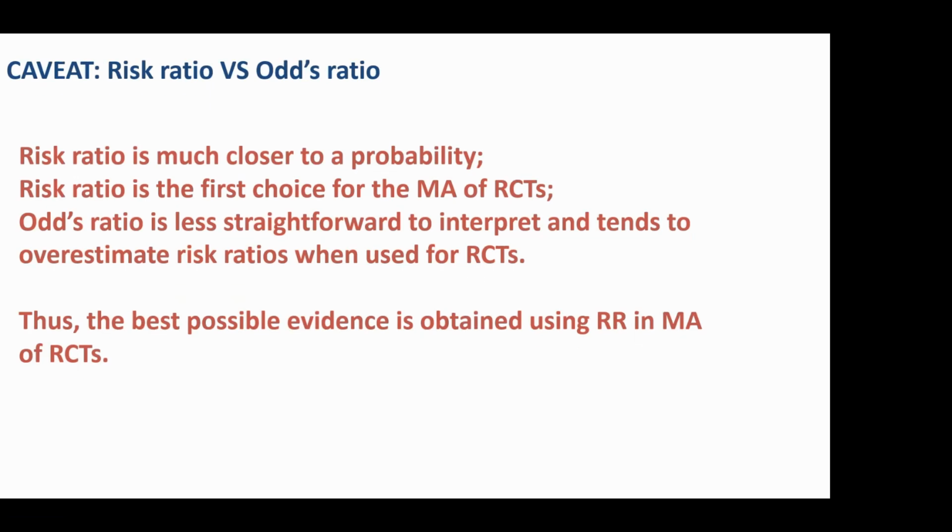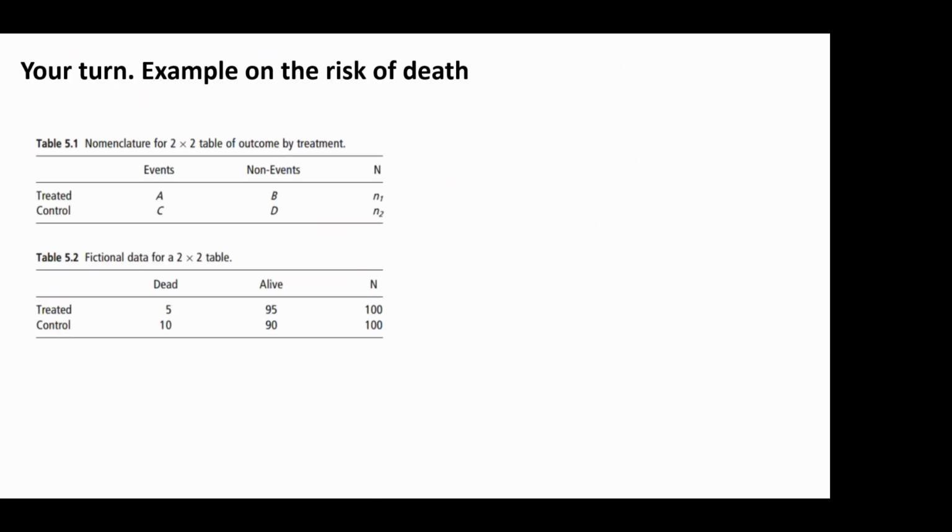What should you use? Normally, risk ratio is the best one, especially when you use randomized control trials. The reason is that risk ratio is more similar to a probability. Odds ratio is less straightforward to interpret and tends to overestimate risk ratio. So the best you can do is to use relative risk.